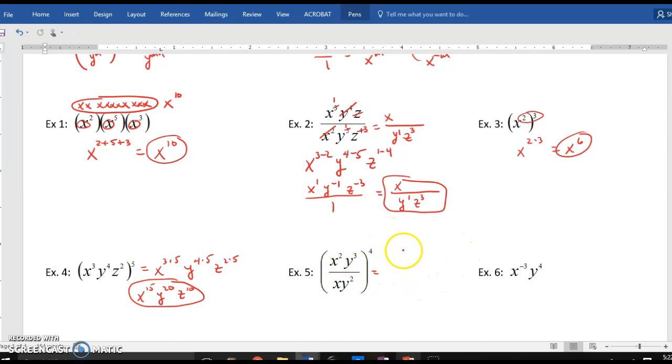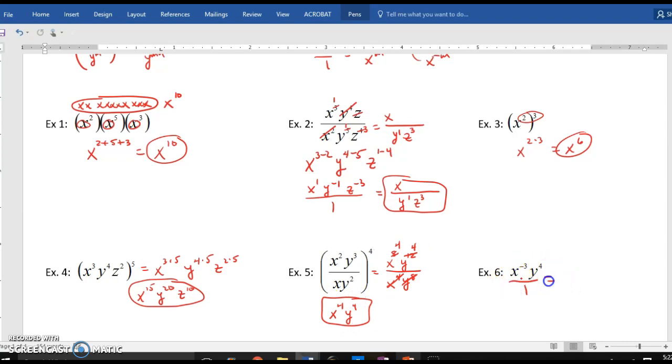Okay, next one, x to the 2nd to the 4th, right? Here, everything's going to get raised to the 4th power. So x to the 2 times 4 is 8. Y to the 3 times 4 is 12 over x to the 4th, y to the 8th. Now here, I have 8 x's on top, 4 on bottom. If I cancel them out, I have 4 left on top. Here I have 8 y's on bottom, cancel out 8 off the top. How many do I have left? Y to the 4th up top. And I am done.